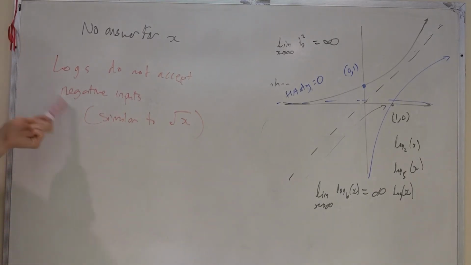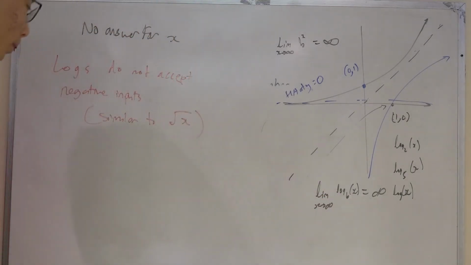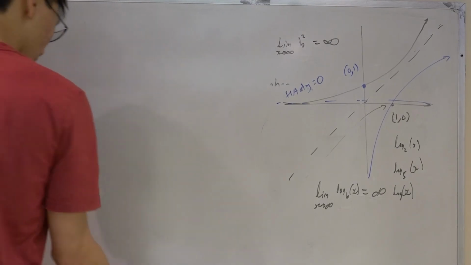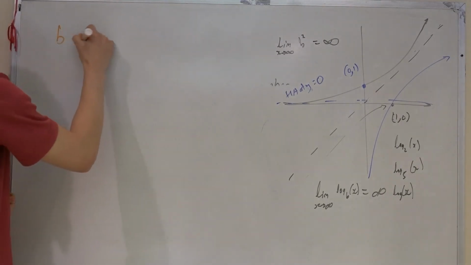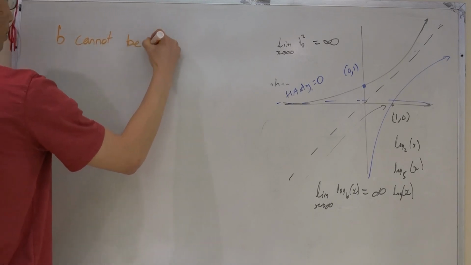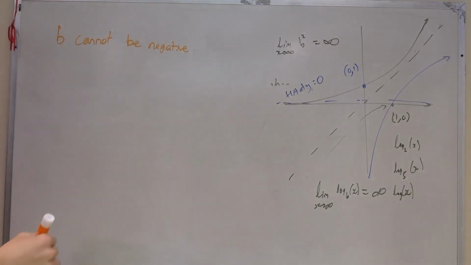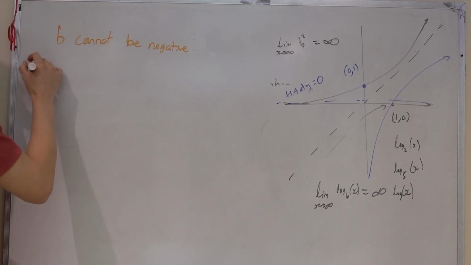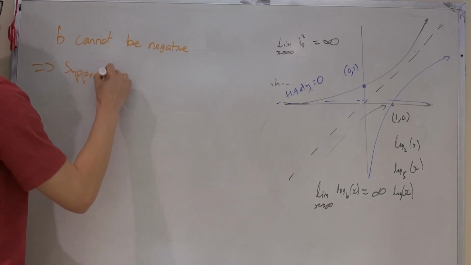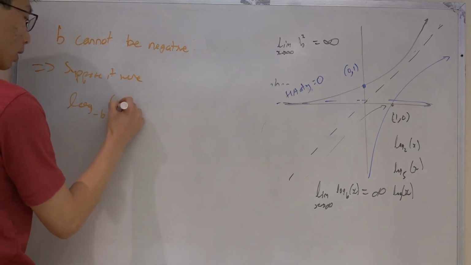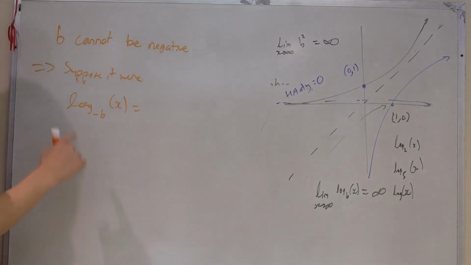Okay, big problem here. One more warning that I would like to administer is that you cannot have b being a negative number. Let me just write that down. b cannot be negative. Why? Think about it for yourself. Suppose b were negative. Then we can write log base negative b of x is equal to something. And what would this look like?